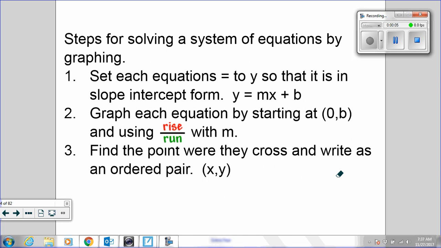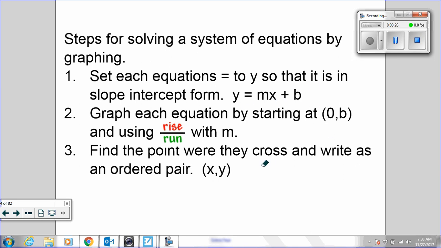And today we're looking at systems of equations and learning how to solve a system of equations by graphing. So the first thing I want to do is start off with the steps for systems of equations. Step one is to set each equation equal to y so that it is in slope-intercept form. So I have y is equal to mx plus b. That's what I want to get there.